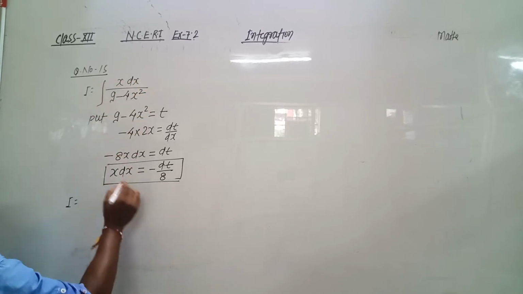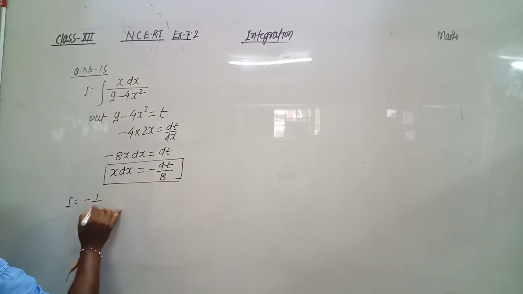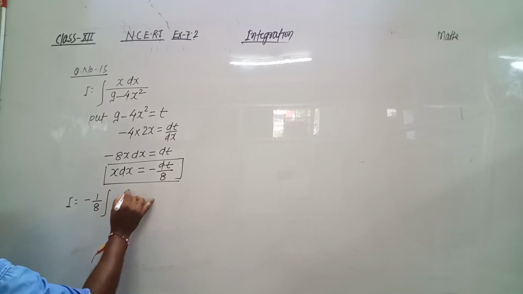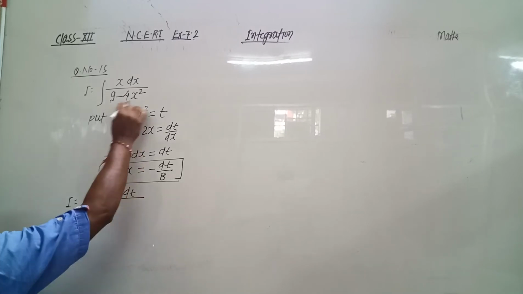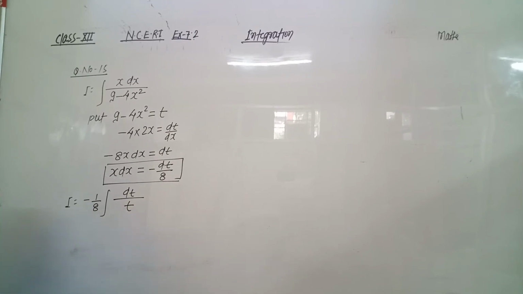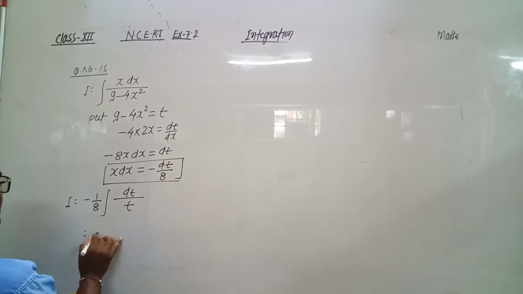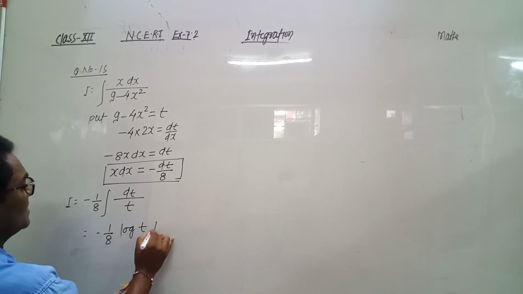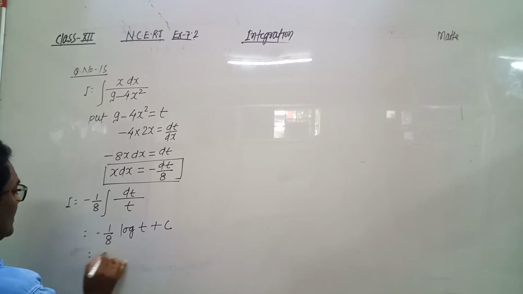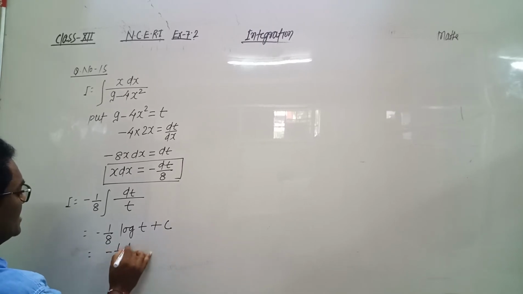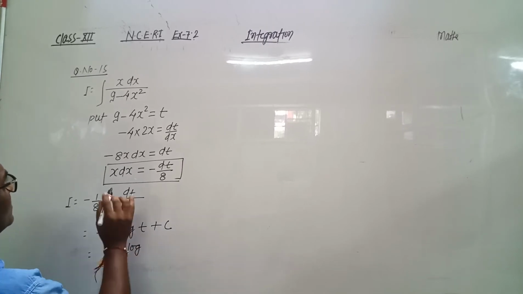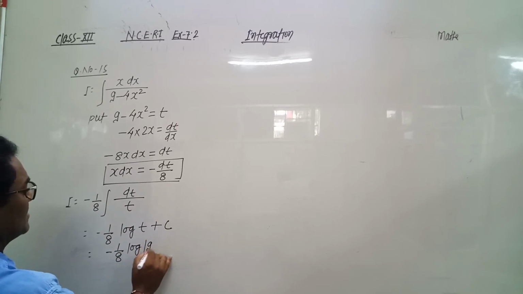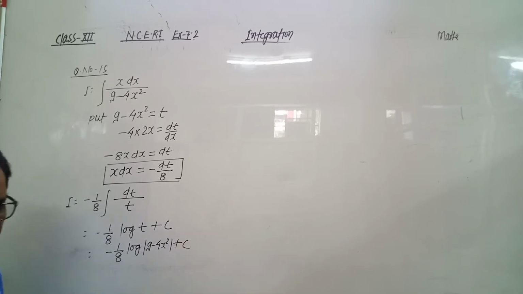So for x dx we write minus 1 by 8 integration dt upon t, since 9 minus 4x square is written as t, and this is the form dt by t, which equals log of t plus c. Put the value of t: minus 1 by 8 log of 9 minus 4x square plus c. This is the result.